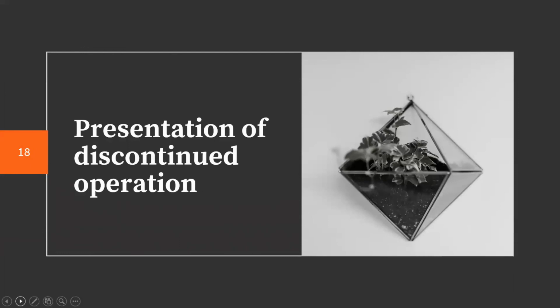Presentation of discontinued operation. In the statement of comprehensive income, the results of discontinued operation are presented individually as post-tax profit or loss or post-tax gain or loss in a single amount.